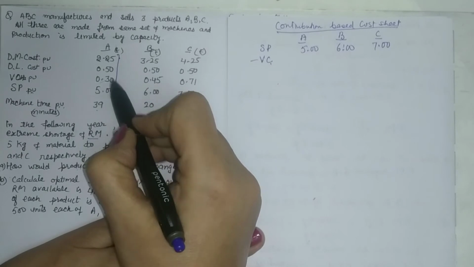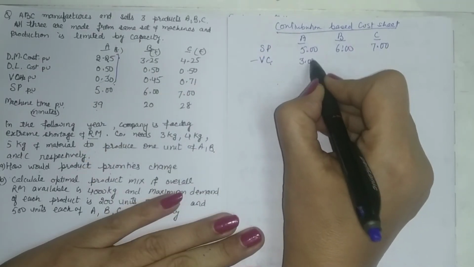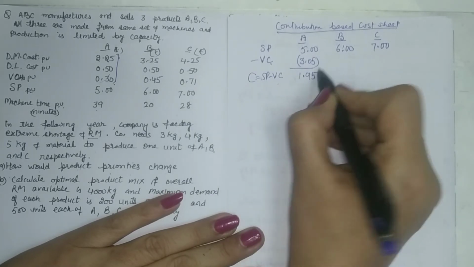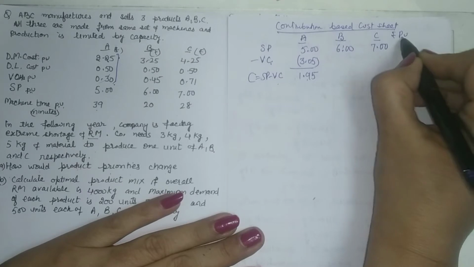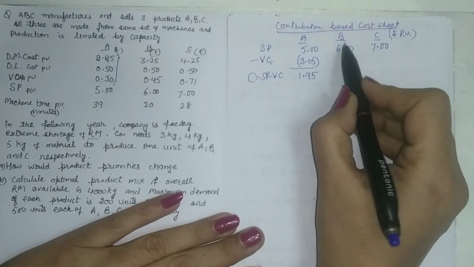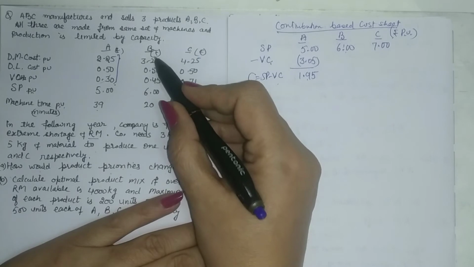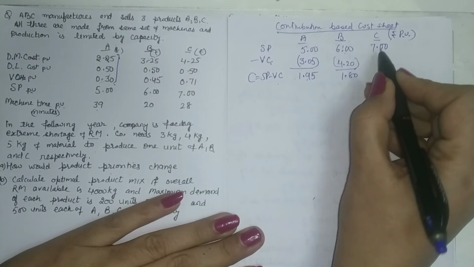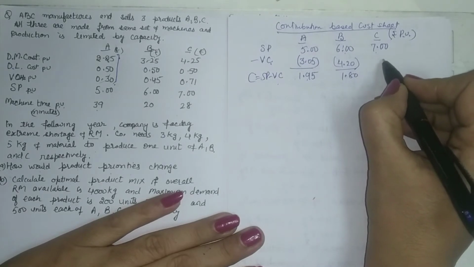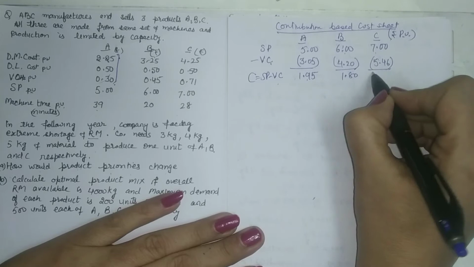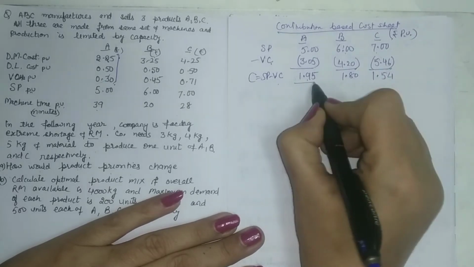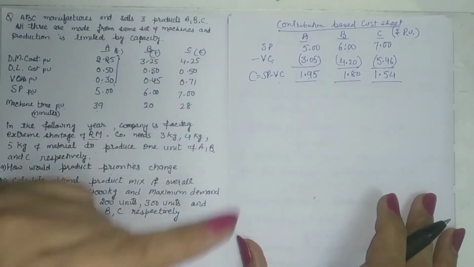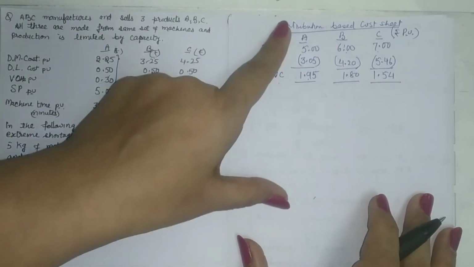So that gives us contribution, selling price minus variable cost: 1.95 for product A. Rupees per unit is the information being reported. For B it is 4.20, that means 1.80. For C it is 5.46, that is 1.54. So this is our contribution. Now if there is no limit, then we'll go with the maximum contribution line, that is A.